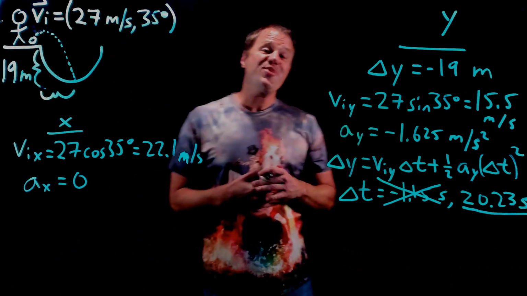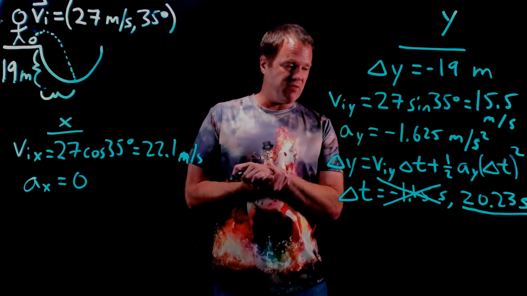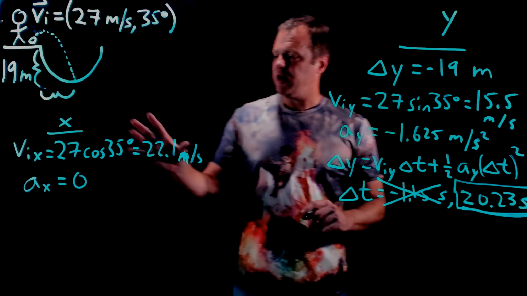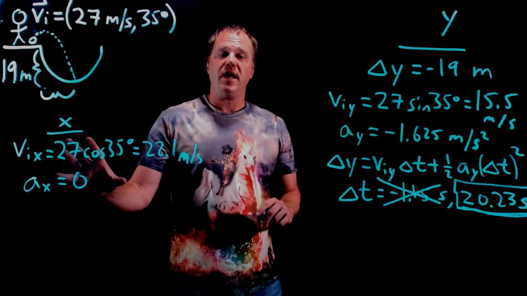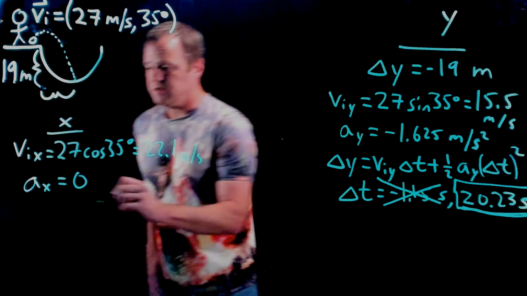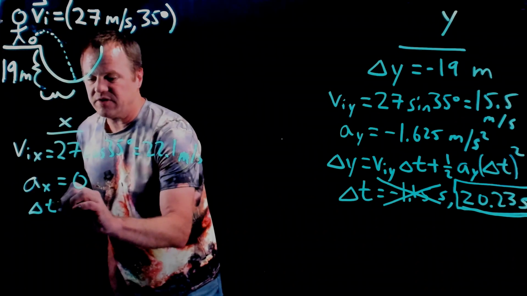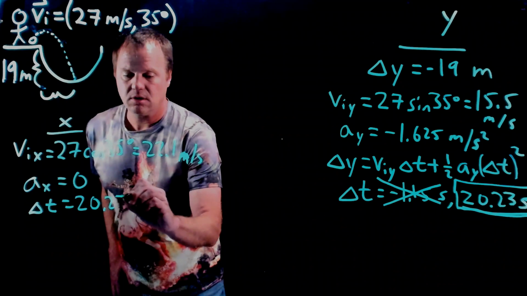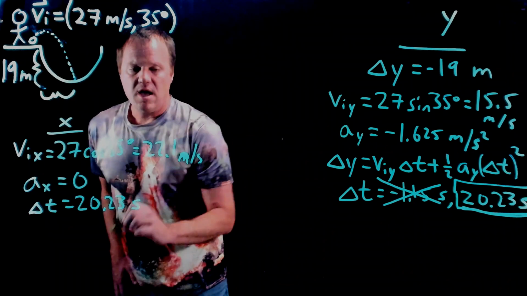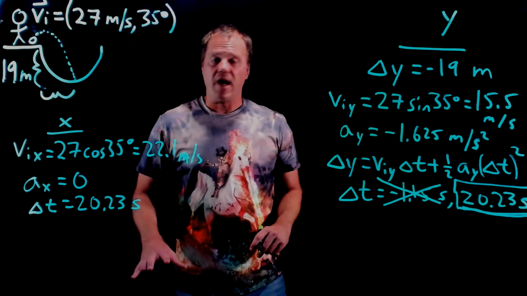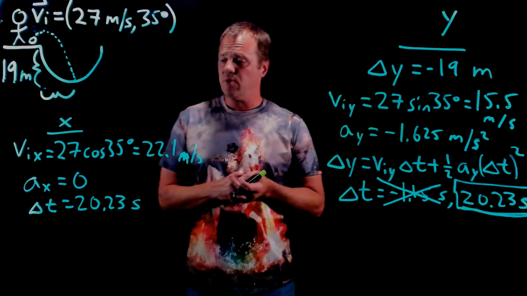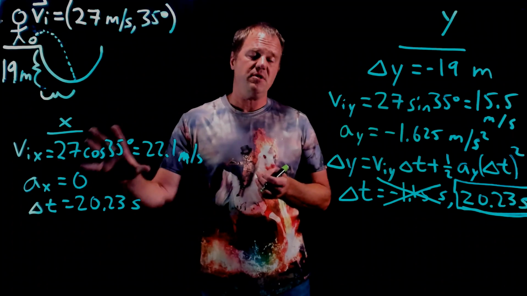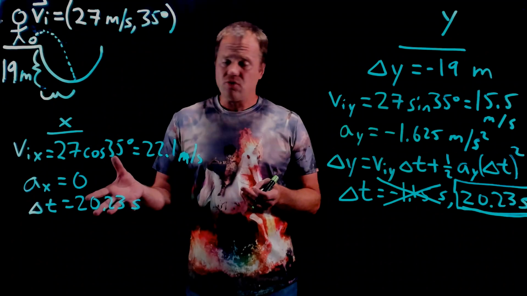Okay, so I'm 1/3 of the way there. I've got my time interval. And so this number actually I can bring over to the x side and calculate the horizontal displacement. So I'm just going to go ahead and rewrite that the time interval is 20.23 seconds. And then now I have three things in the x direction, and I can calculate whatever I want over here as well. So the horizontal displacement, delta x, is actually fairly trivial to solve.